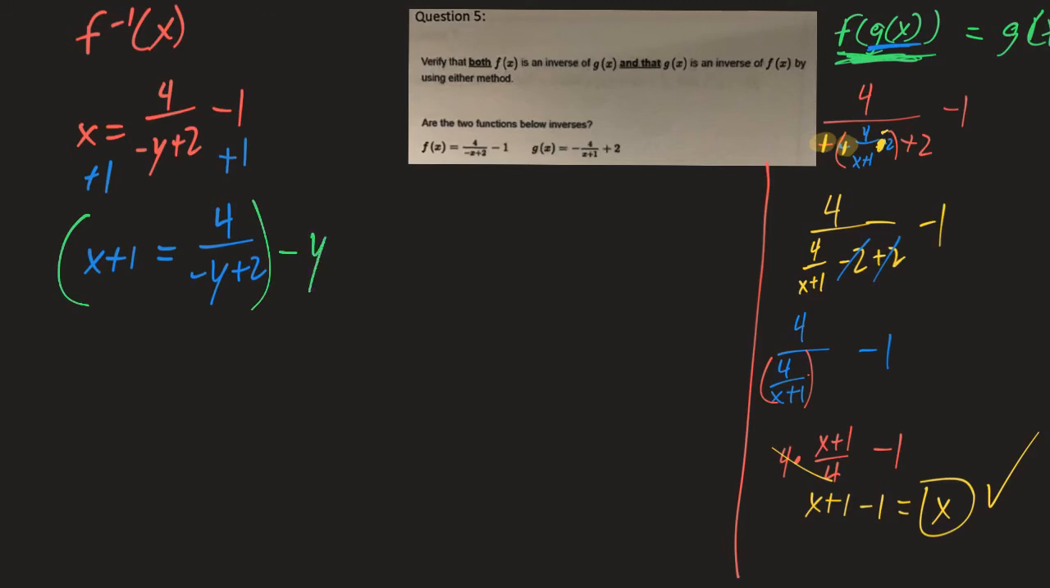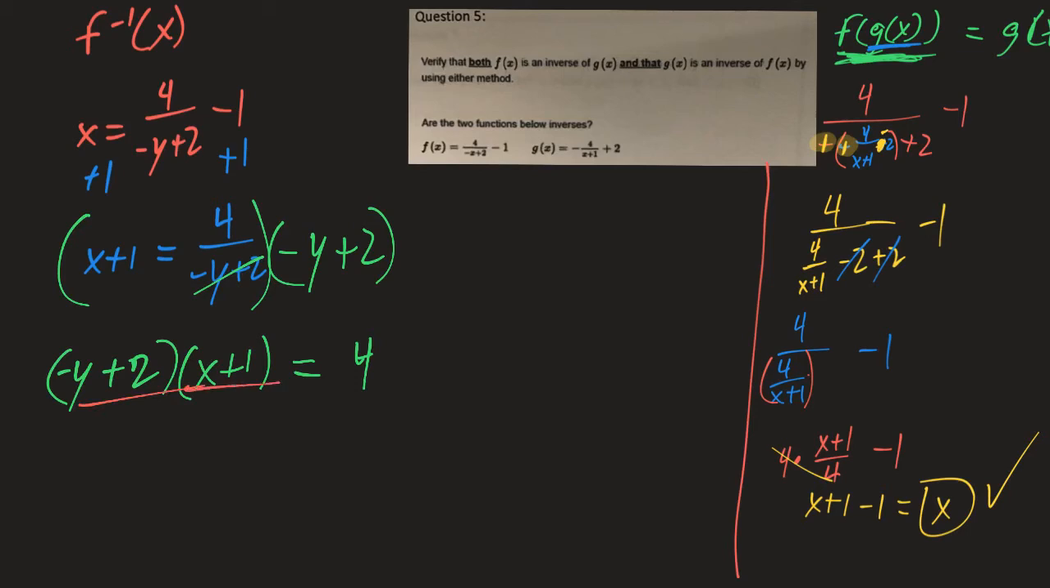So negative y plus 2. So on this side is going to cancel out. On this side, I've got negative y plus 2 times x plus 1. And I'm not going to distribute. We don't want to mix these together yet. Okay, so here we go, equals 4. Let's go ahead and start moving the pieces that don't have y over. So here, let's move that x plus 1. Get rid of those. Negative y plus 2 equals 4 over x plus 1.